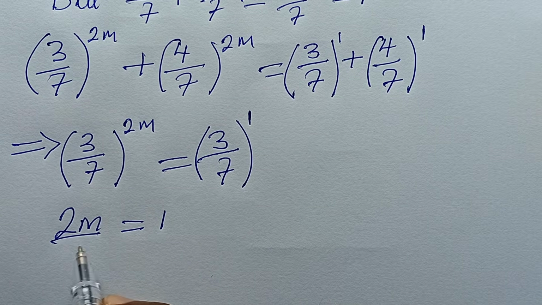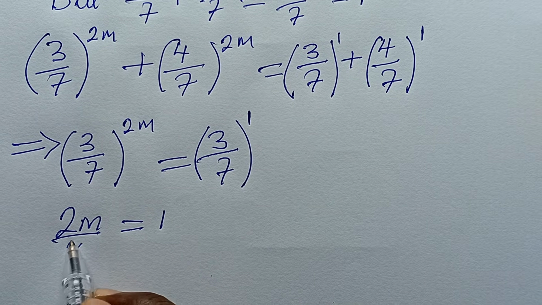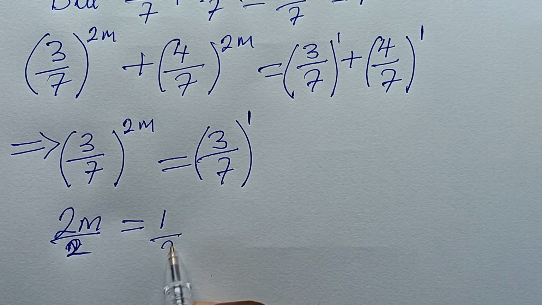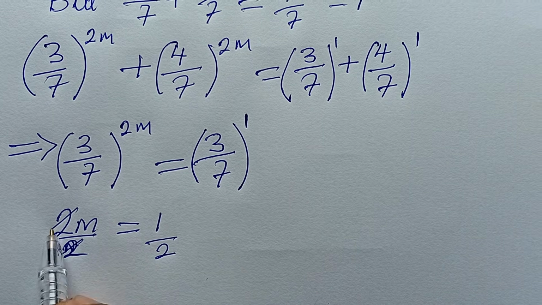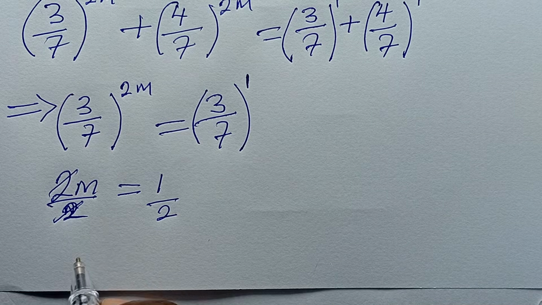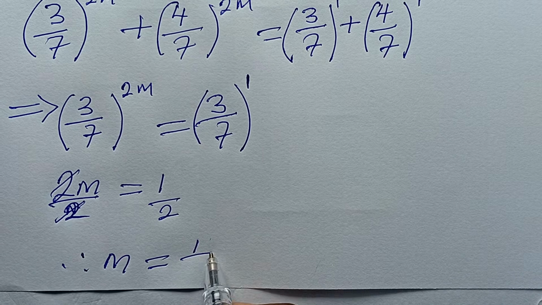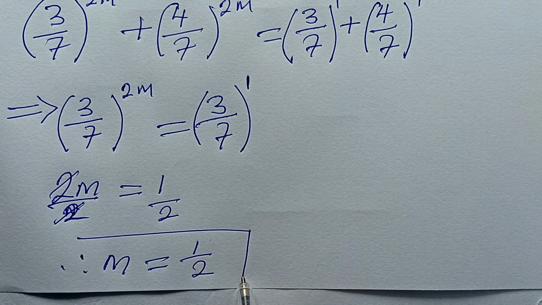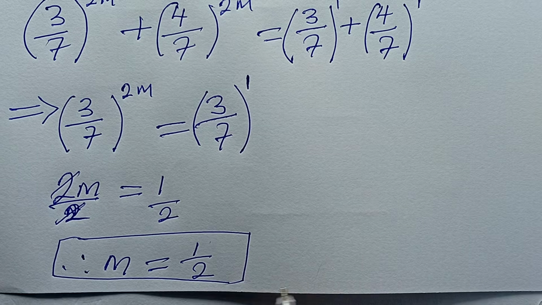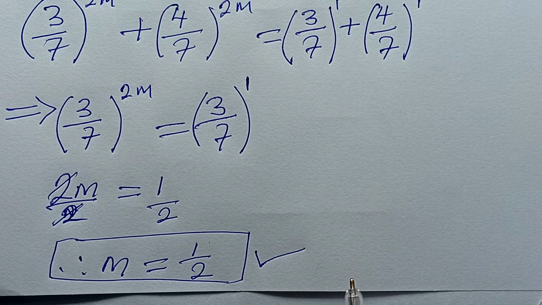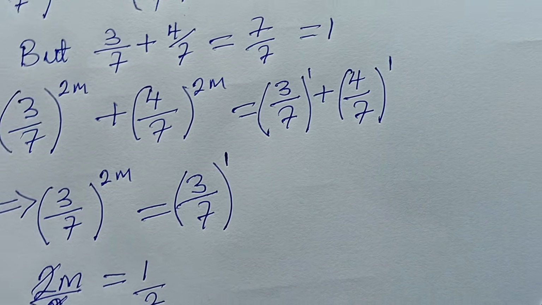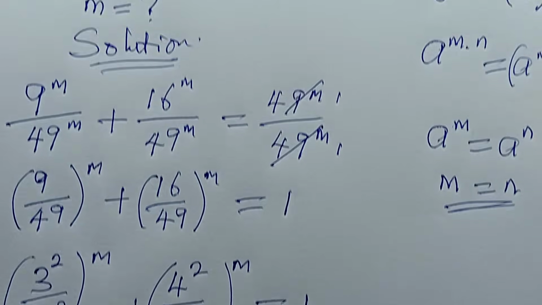So we divide through by 2. We now have, therefore, m is equal to 1/2. Simple as ABC. Okay, now I've done a check on this to know if this actually satisfies the original equation.